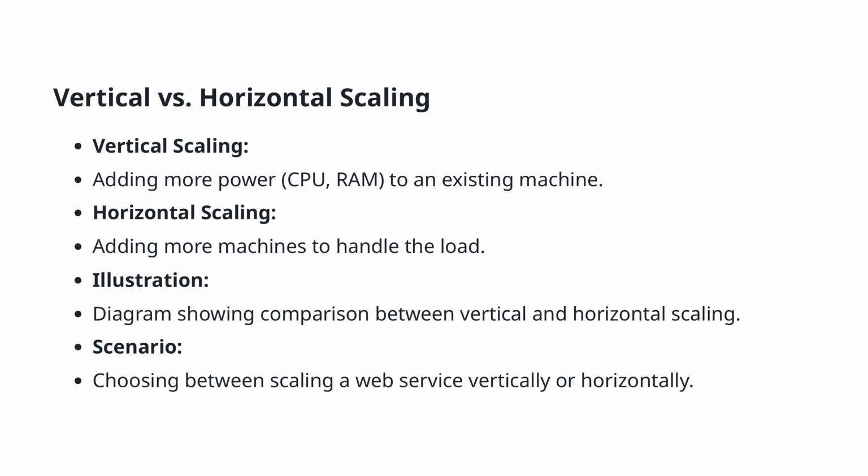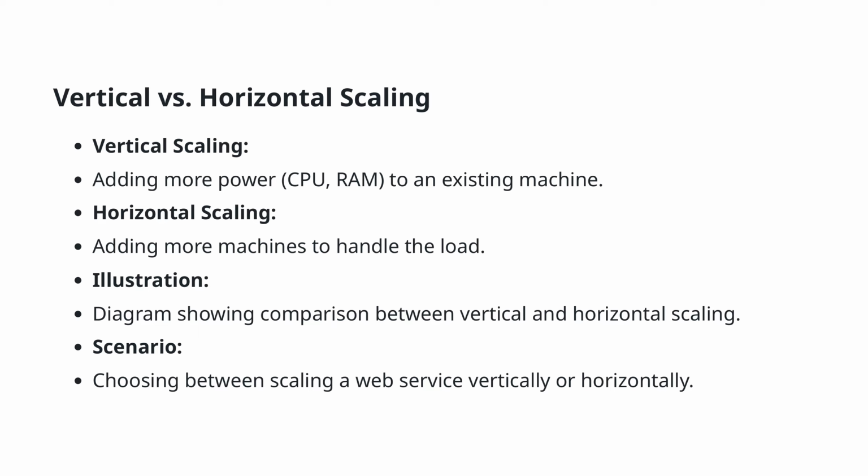In contrast, horizontal scaling means adding more machines to your infrastructure to distribute the load. This can be likened to adding more servers that can work together, sharing the burden of incoming traffic. The diagram accompanying this slide visually compares these two approaches, illustrating the structural differences.